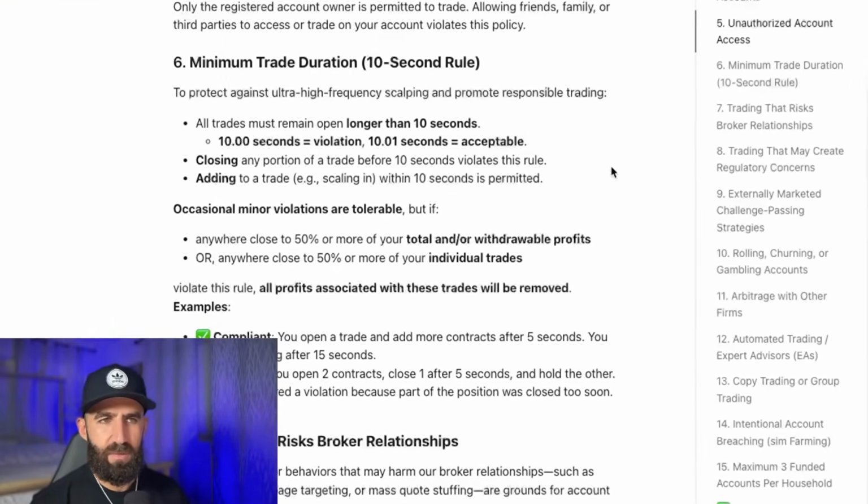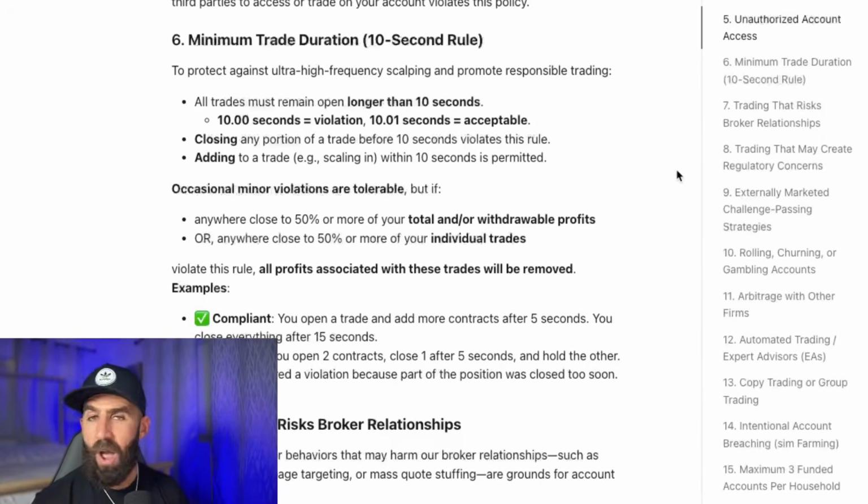So what does this mean? They want you to hold profitable trades 10 seconds or longer. Over 10 seconds technically, because 10.01 seconds is acceptable. If you are exactly at 10 seconds or under, that's going to be a violation. And what do they say the rule is here? Hard breach, or what's going on?